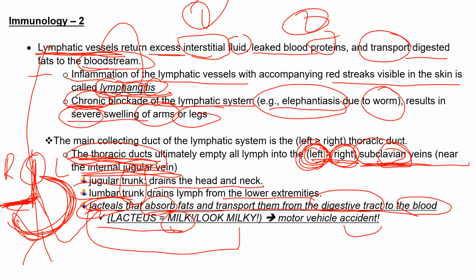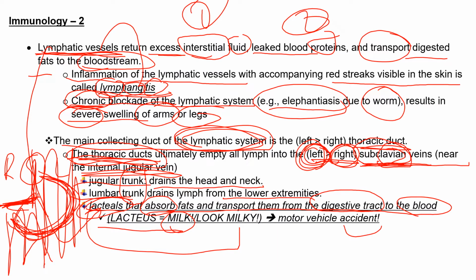So the thoracic duct is the main collecting duct of the lymphatic system. Please know it, thoracic duct. You have one on the left, you have one on the right, but the one on the right only receives lymphatic vessels from above the diaphragm on the right, and the one on the left drains the whole body. That means the whole left part of the body, but also the right part of the body underneath the diaphragm.